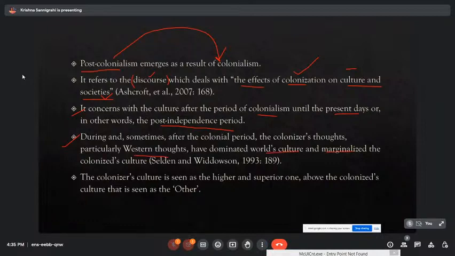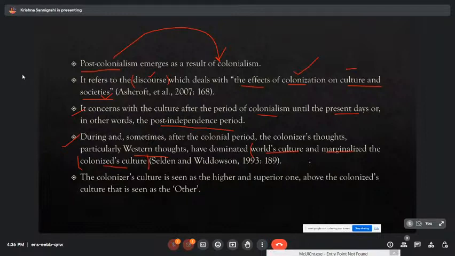So what happened is that after the colonial period, the colonizers' thoughts, particularly the Western thoughts, have dominated the world's culture. And what have they marginalized? They have marginalized the colonized culture. For example, if we are talking about one example of a colonized culture, then it will be India, India's culture. They have marginalized, that is not given importance, to what? To the culture of the people who have been a colony, that is the colonized people.